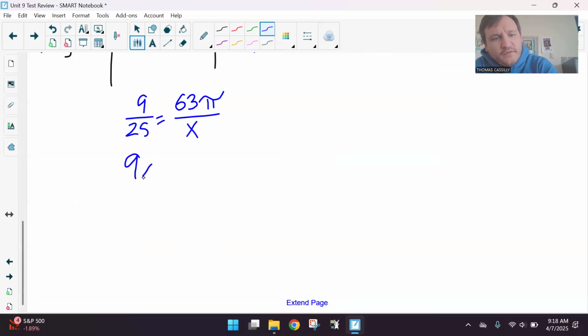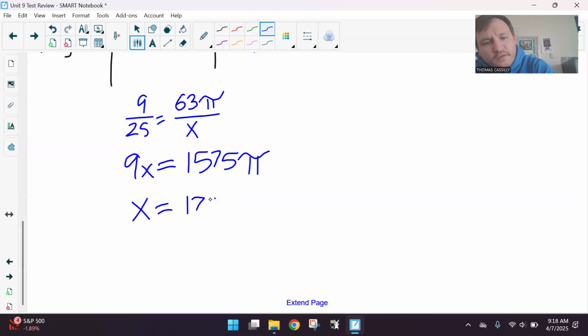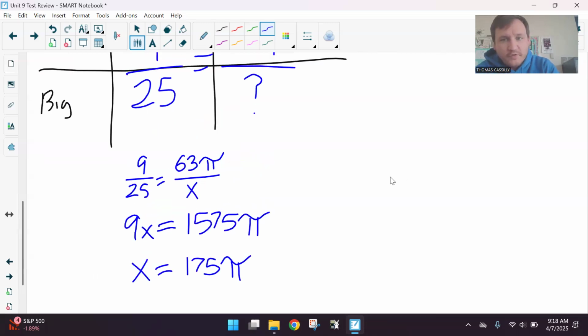I got 9x equals, I don't have a clue what that is, 63 times 25. That's 1,575 pi. All right. Now, I don't know if that divides nicely. Let's see. Oh, it is. So that gives us 175 pi.